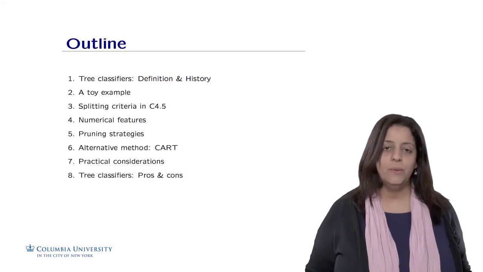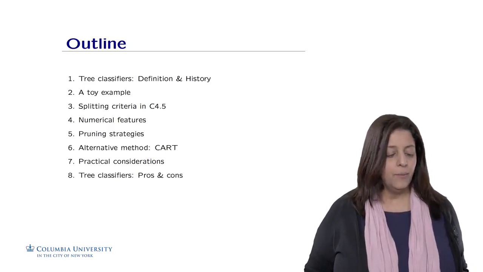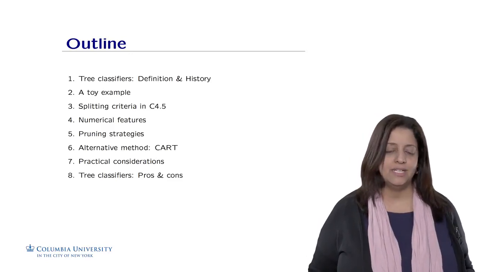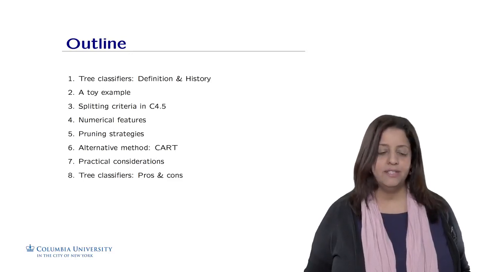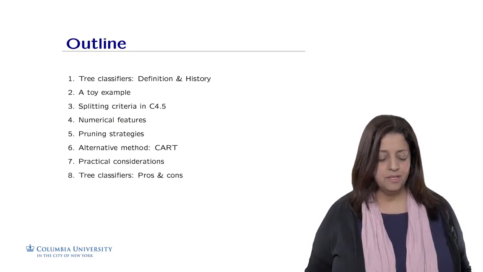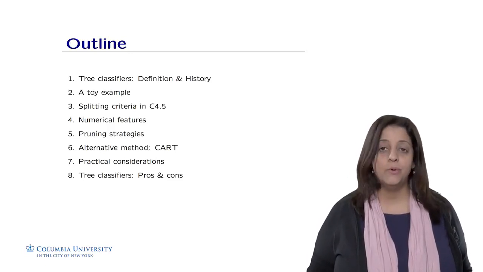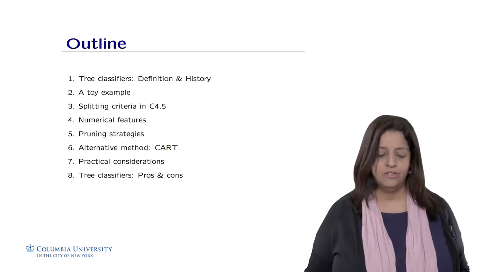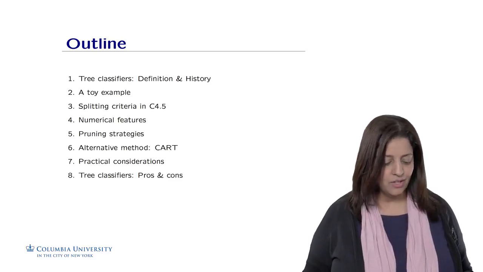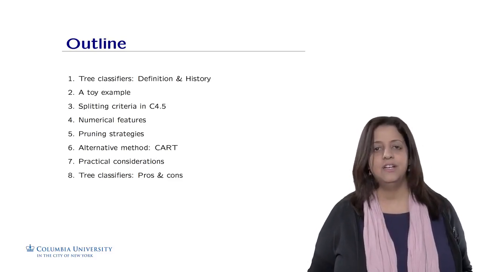We're going first to define what tree classifiers are and talk a little bit about the history of this method. We're going to provide a toy example and show what a tree classifier would look like on that example. We're going to talk about the splitting criteria in one of the most famous algorithms for building trees, which is C4.5, proposed by Quinlan. We are going to talk about how numerical features are handled, some pruning strategies, and also alternative methods such as CART. We're going to talk a little bit at the end about practical considerations and the pros and cons of using tree classifiers in machine learning.